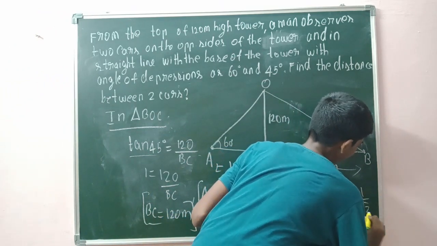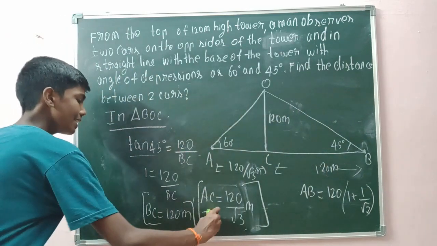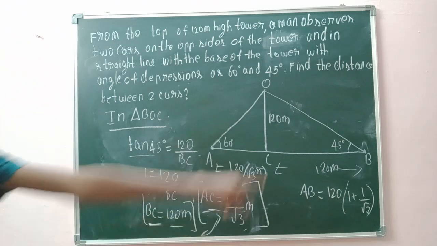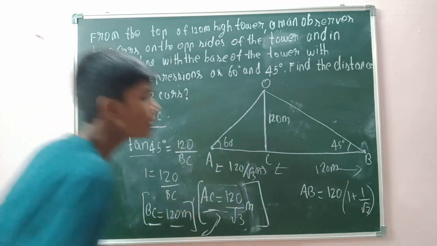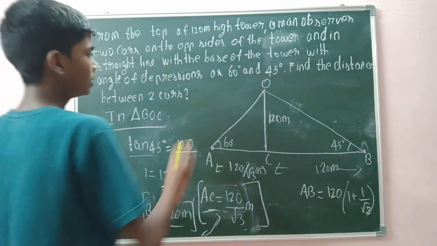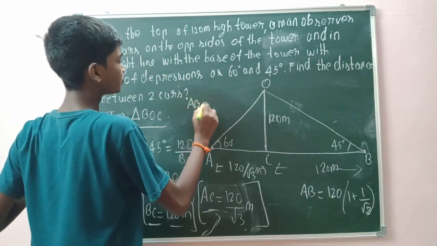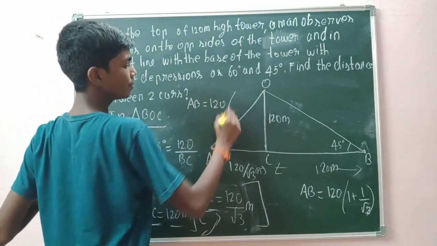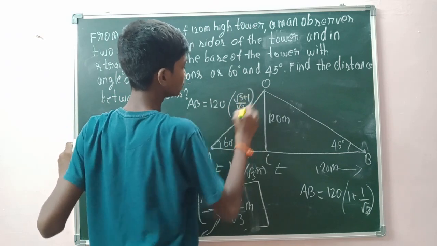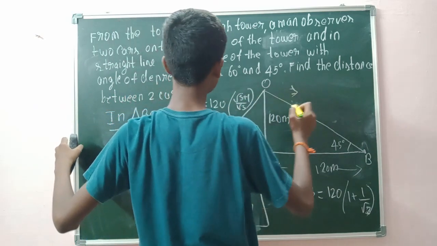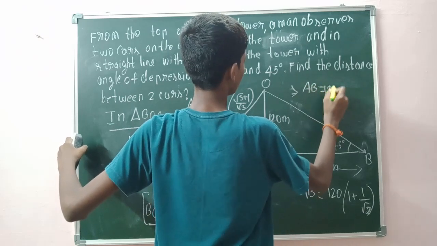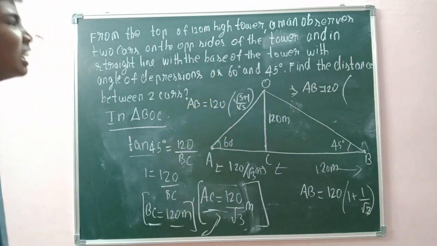Correct or not? Just taking 120 common. I'm just adding these two things, this BC, this AC. So 120 plus 120 by root 3, take 120 common. That will be 120 times of 1 plus 1 by root 3. So AB will be equal to 120 into root 3 plus 1 by root 3. So just you can rationalize. I will do this here itself.